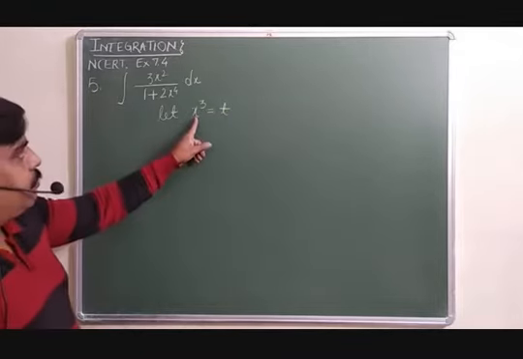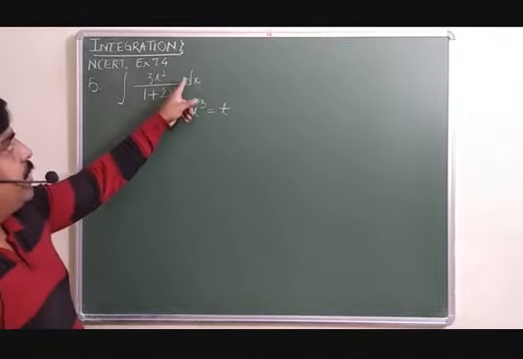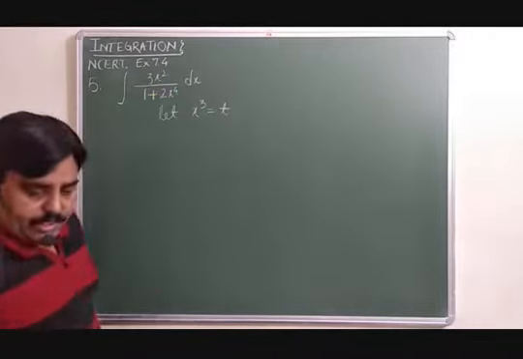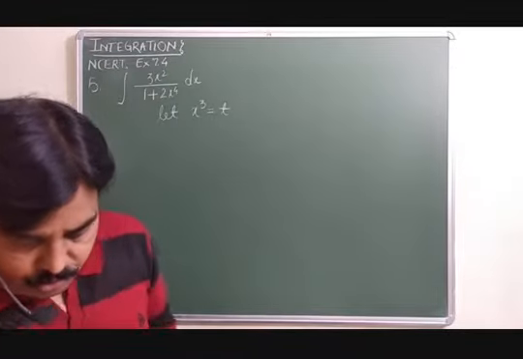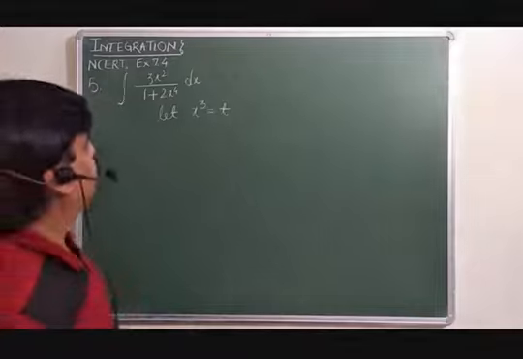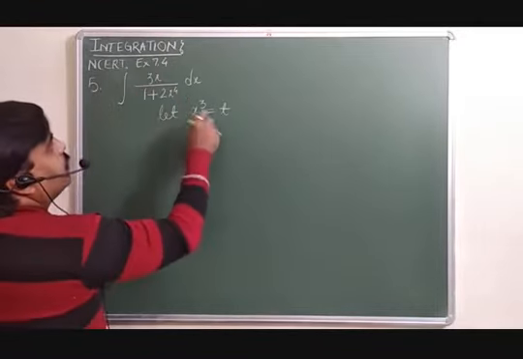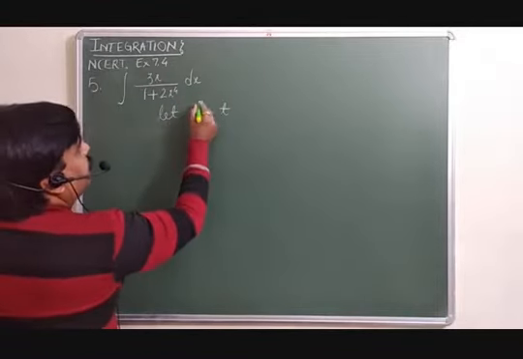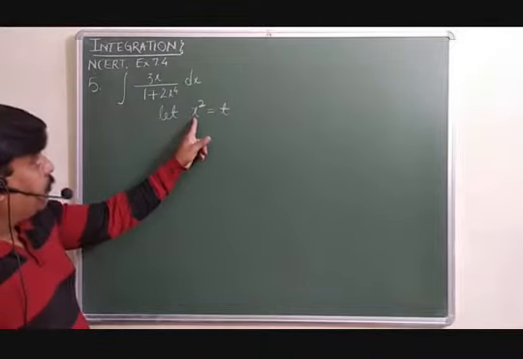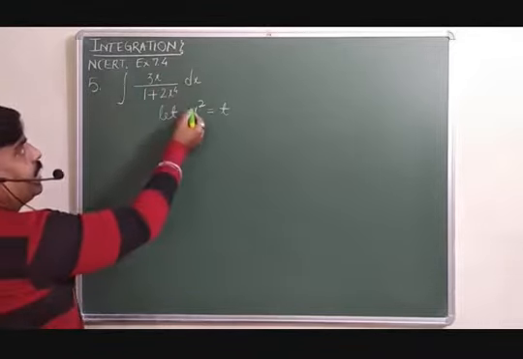Means the derivative of this one is already given here. But the problem is here only 3x square. Let me check the question. It's not 3x square. This is x, so in that case x square is equal to t. You are supposed to substitute it here, because the derivative of this one should be here. So let x square is equal to t.